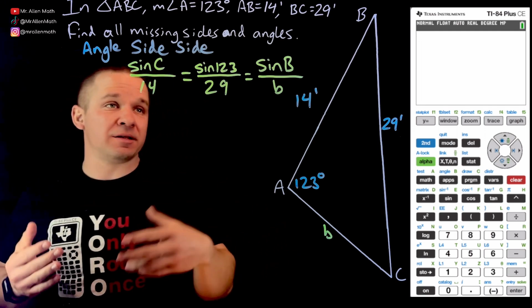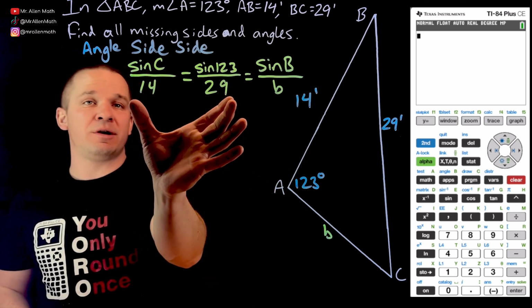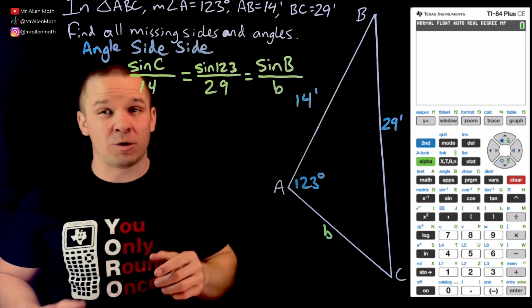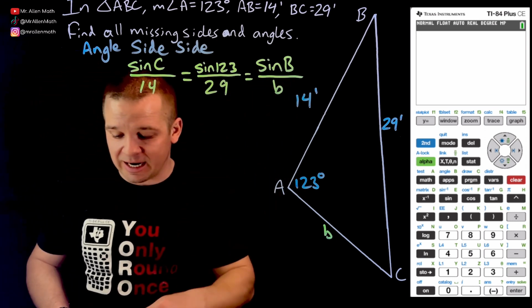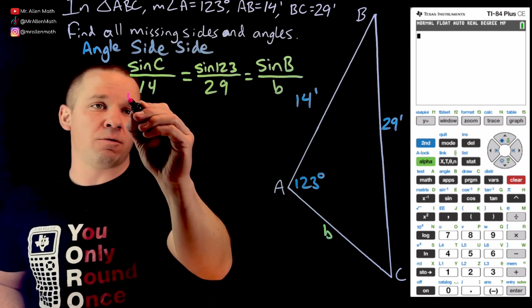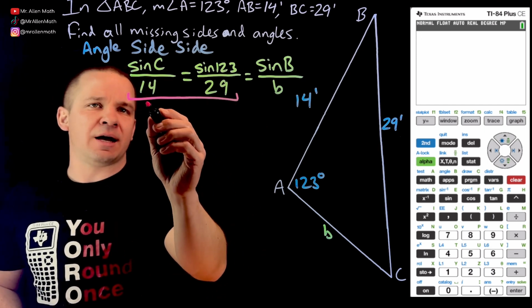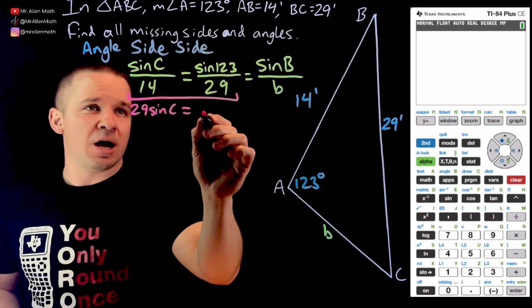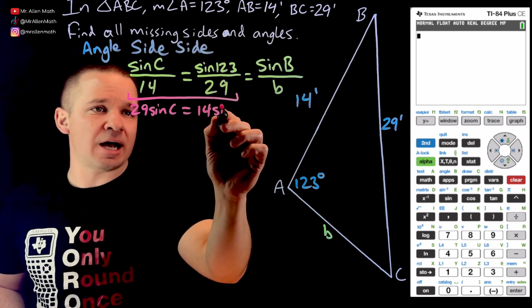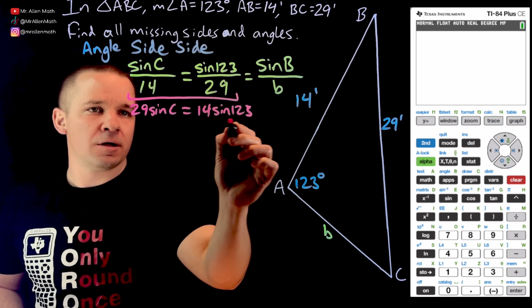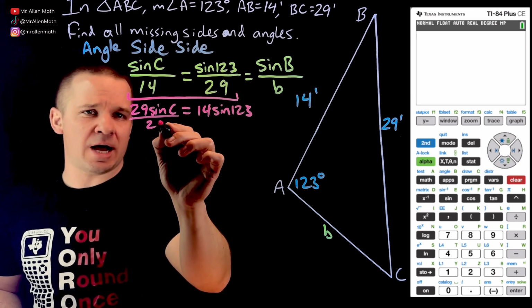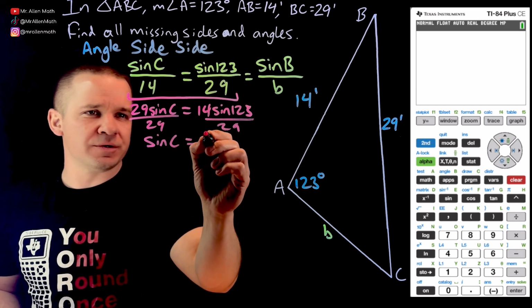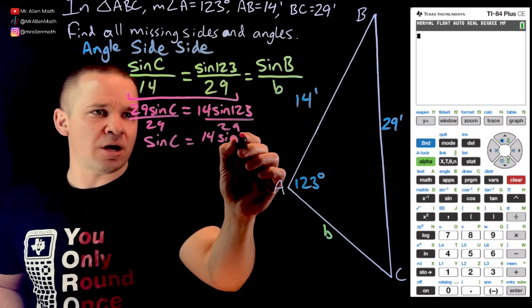Now we can cross multiply and solve. I believe the only thing I can really do here is angle C, because I know nothing about these other two. I have to solve for the one where I only have one missing piece of information. So let's cross multiply. I've got 29 sine of C equals 14 sine of 123. Then I'll divide by 29, and I'm left with sine of C equals this whole mess, which is unfortunate.